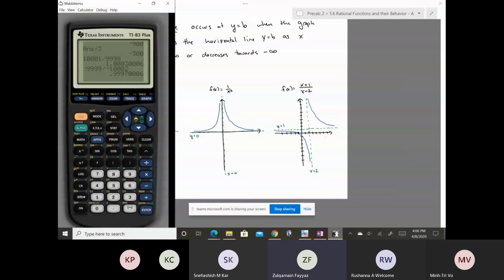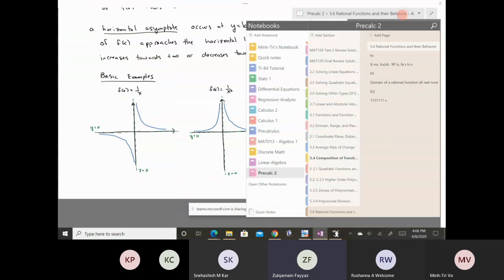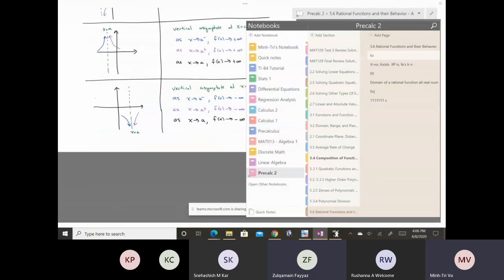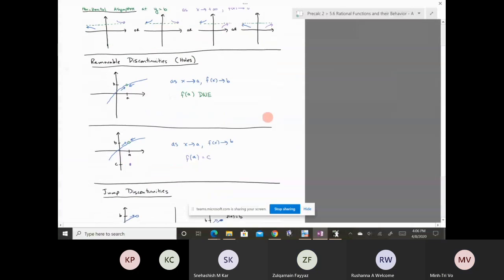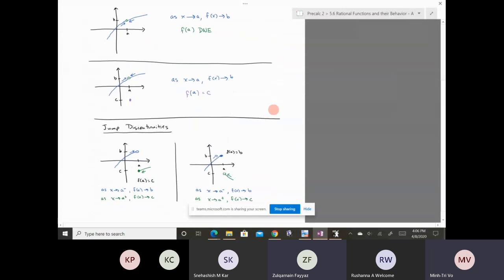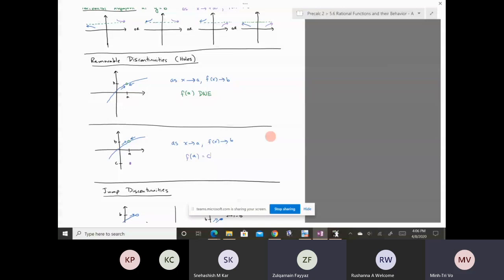And then the hole, removable, discontinuous. No, actually, jump. Can you explain a little bit about both? Just from the notes, so holes are just where a function is undefined.